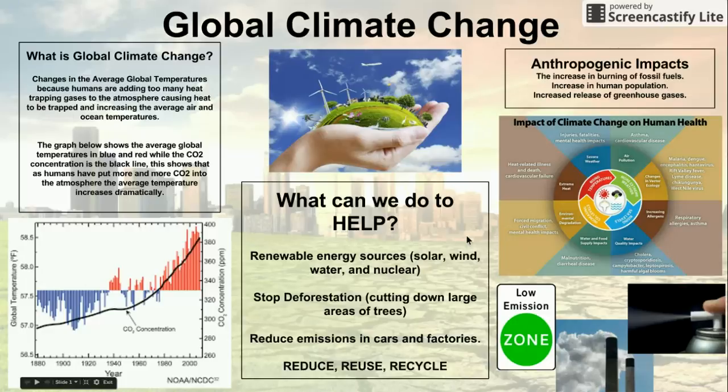So this is an example of an exemplar, and this is global climate change. So first I talked about what global climate change is, and then this is a little bit of information about the graph below, what we can do to help, and anthropogenic or human impacts. And then you'll notice that I have impacts on human health, pictures of aerosol cans, smokestacks, and other things like that.